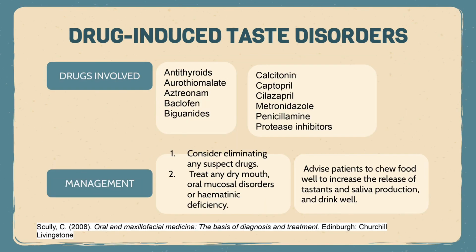Next, these are examples of drugs that can induce taste disorders. The first is antithyroid drugs, which are used to treat hyperthyroidism. Aurothiomalate, also known as gold sodium thiomalate, is used to treat rheumatoid and psoriatic arthritis. Next is aztreonam, which is an antibiotic used to treat infection caused by gram-negative bacteria such as Pseudomonas aeruginosa.